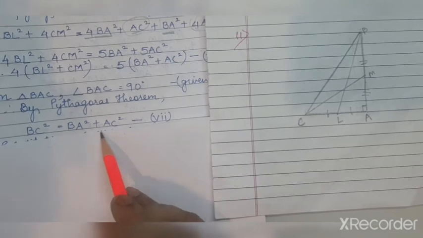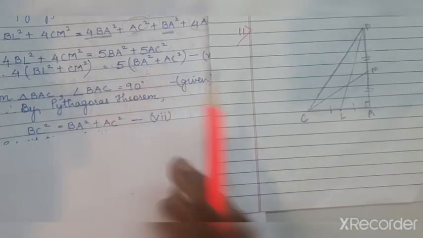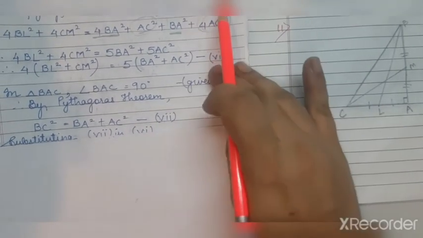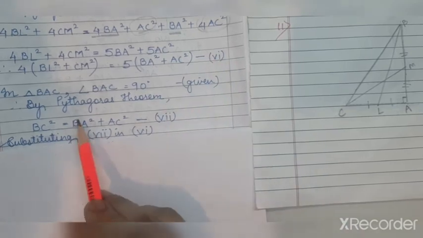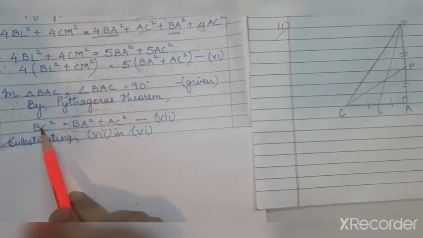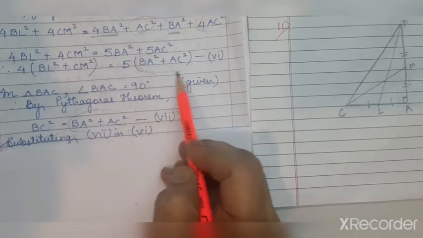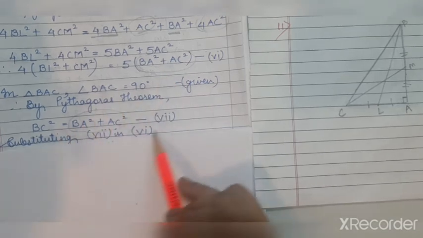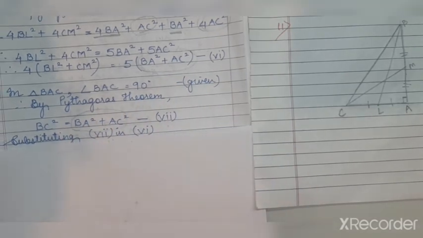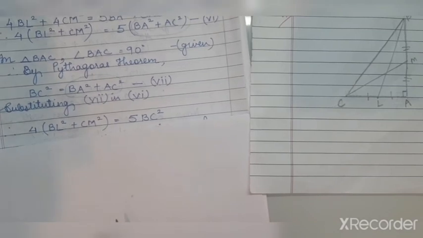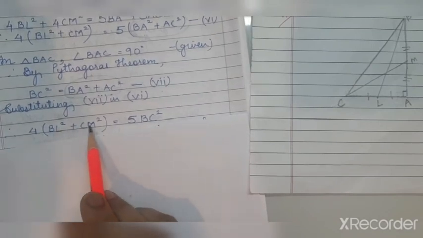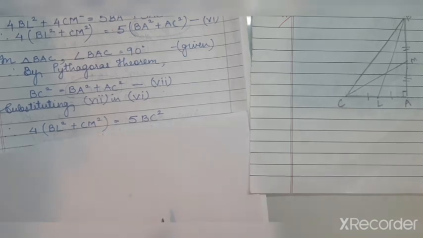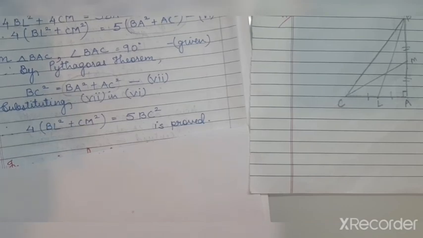Now, this same BA square plus AC square, we will substitute in statement 6. We will give this name as statement 7, and substituting statement 7 in 6, this full BA square plus AC square, which is equal to BC square, will be replaced here. So, this full bracket will become BC square, because it is equal to BC square, as we have proved in statement 7. So, by substituting, we get 4BL square plus CM square is equal to 5BC square, which is what was asked to prove. It is proved.